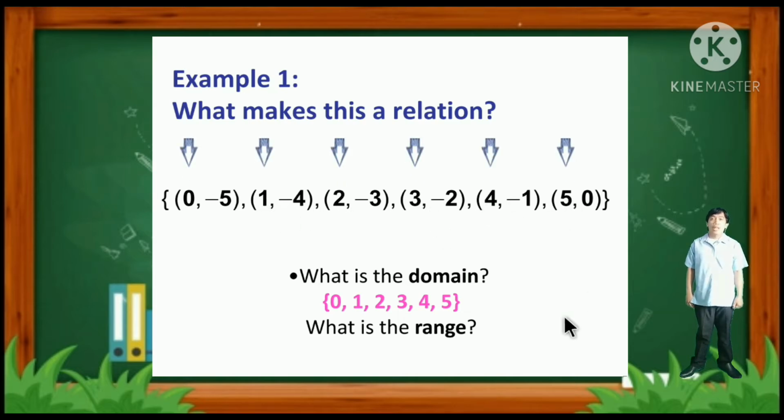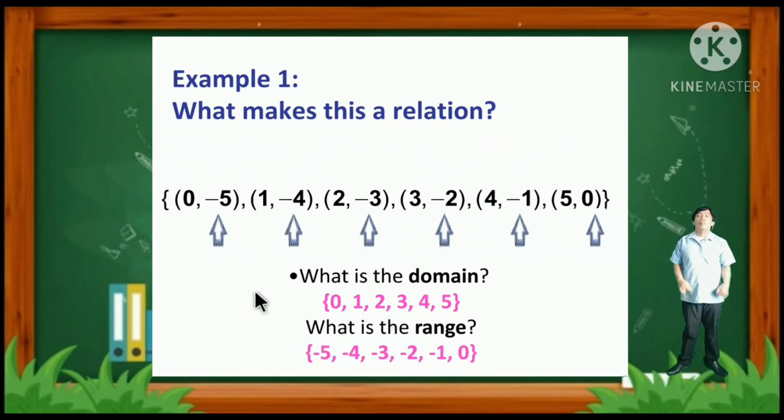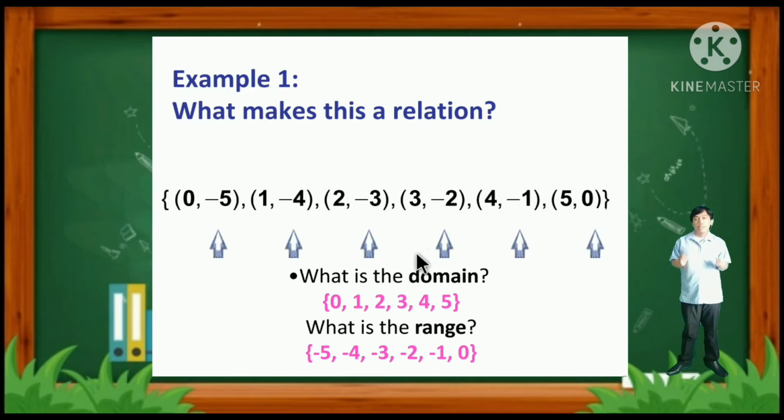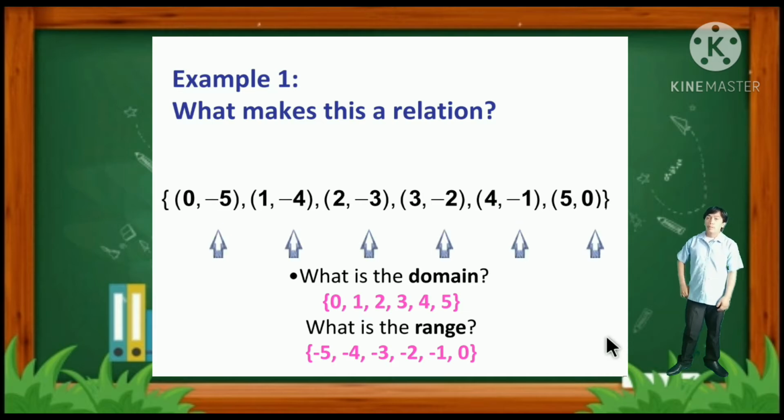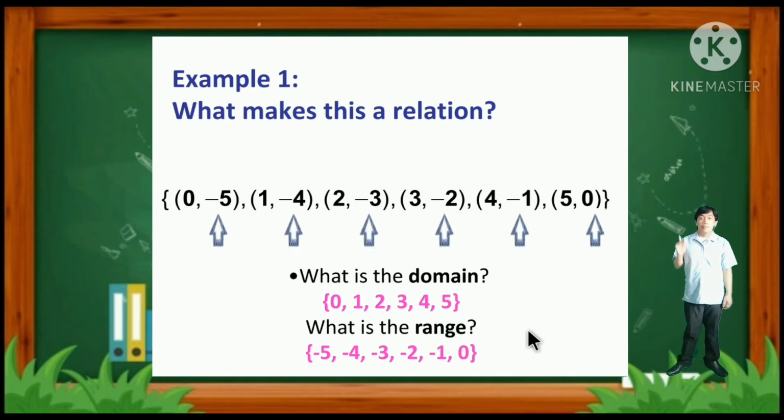Those are the boys. Then, what is the range? Okay. So, these are the range: negative 5, negative 4, negative 3, negative 2, negative 1, and 0. Okay, huwag kakalimutan ha. Si domain, si x, si range, si y. Okay, ngayon kapag nakakita ka ng ordered pair, relation yun. Okay, relasyon. Okay, siguro naman pagdating sa relasyon, marami kayong alam.